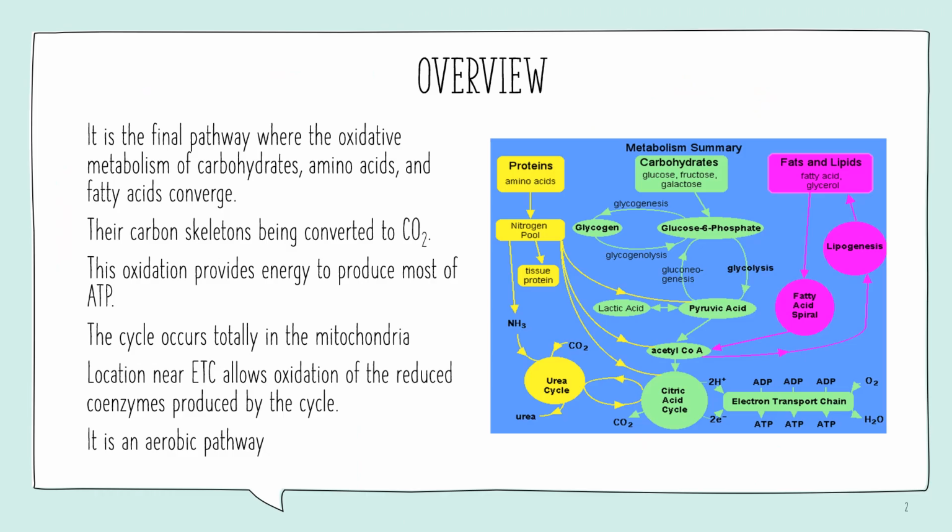The TCA cycle is a very interesting pathway, also known as the Krebs cycle or the tricarboxylic acid cycle, as it is the final pathway where oxidation not only of carbohydrates but also of amino acids and fatty acids converge. In the cycle, the carbon skeletons are converted to carbon dioxide and the reducing equivalents are transferred to oxygen to make water. So the TCA cycle provides most of the energy from the catabolism of carbohydrates. It occurs in the mitochondria, very close to the electron transport chain, so that the reducing equivalents carried by the coenzymes FAD and NAD are taken to the electron transport chain. It is also an aerobic pathway, occurring exclusively in the presence of oxygen.